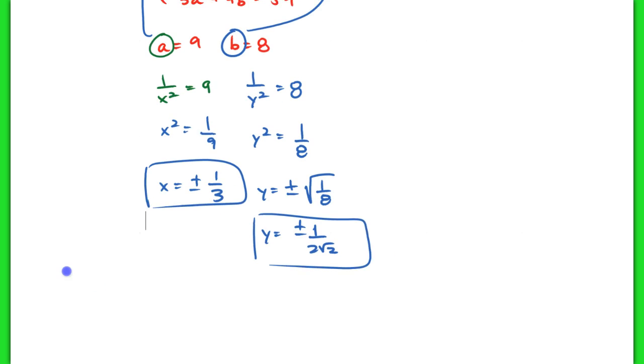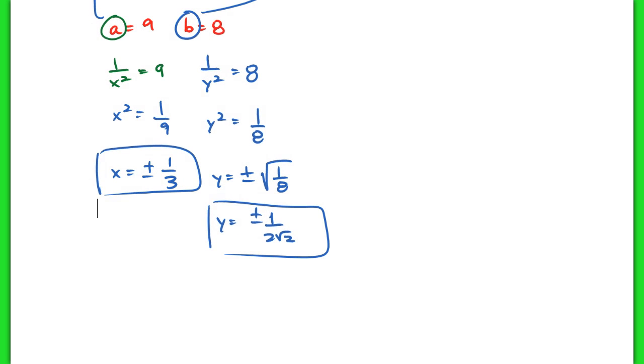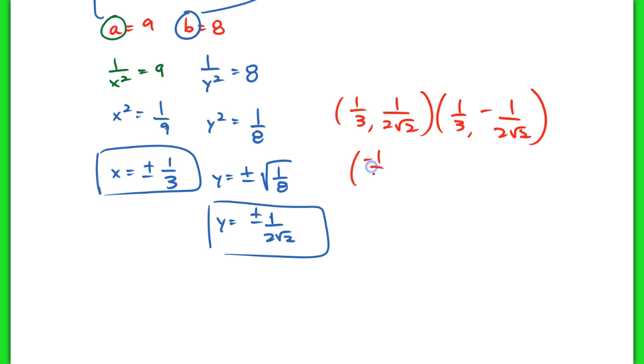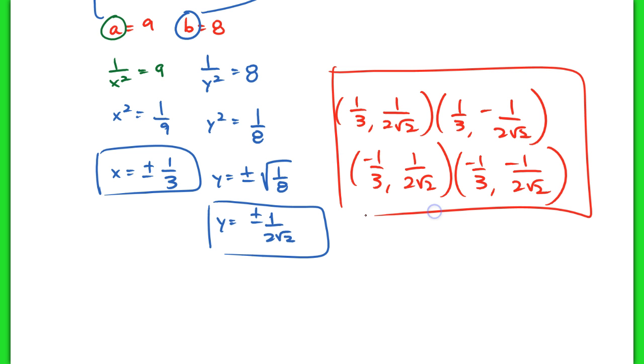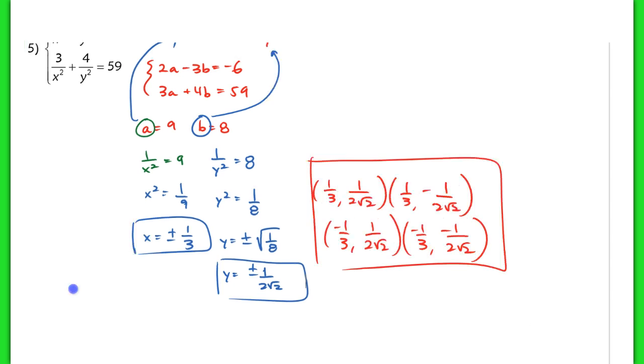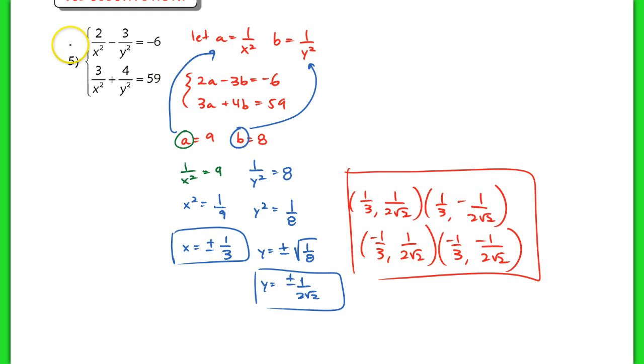When you write this coordinate, make sure you understand you have 4 unique coordinates. One is going to be with positive 1/3 and positive 1 over 2 root 2. The other one is going to be with positive 1/3 and negative 1 over 2 root 2. And you will also have a negative 1/3 with a positive 1 over 2 root 2, and negative 1/3 with negative 1 over 2 root 2. And these are your 4 unique coordinates where these equations here will intersect.